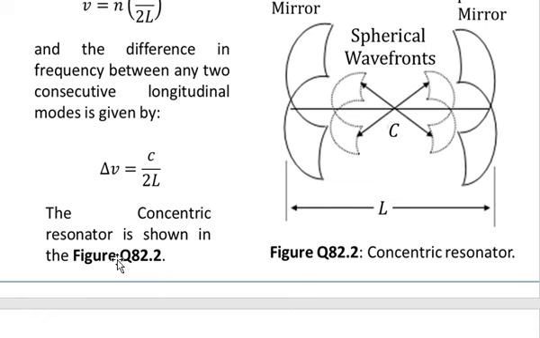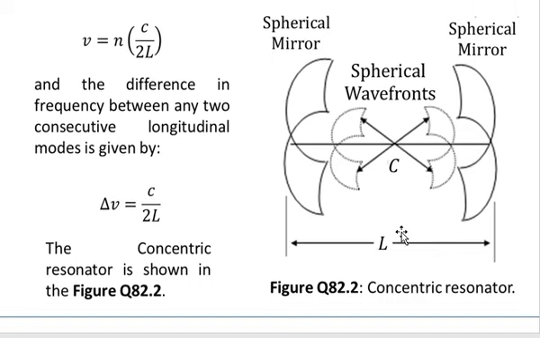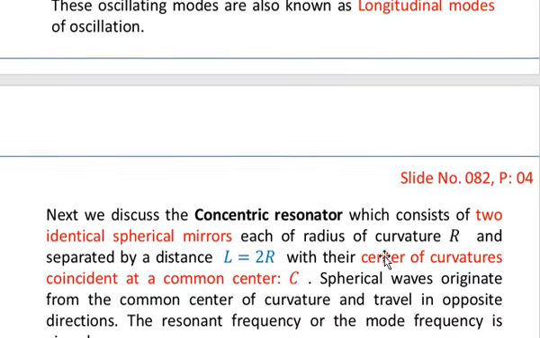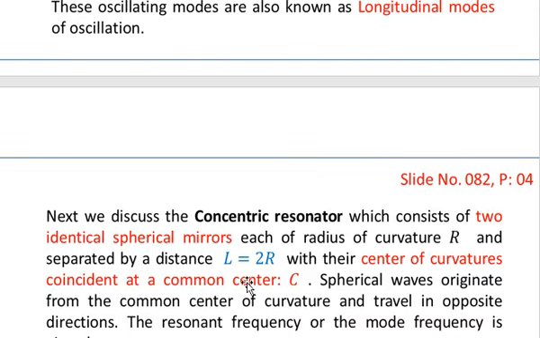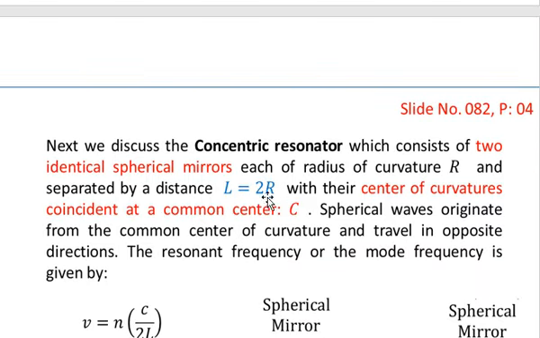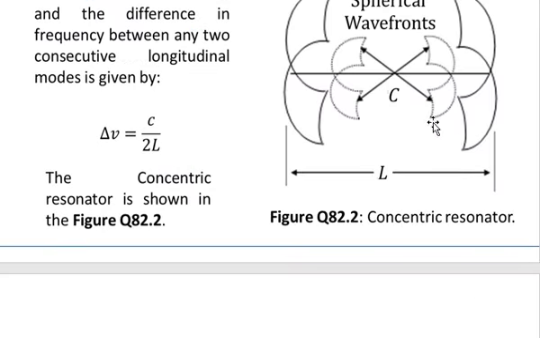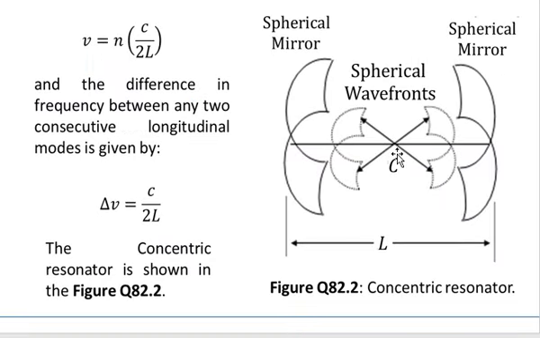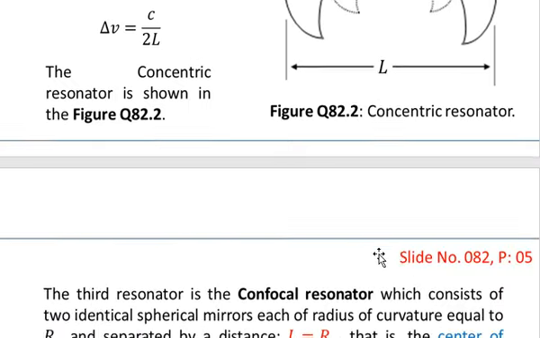The concentric resonator, that is shown in figure 8.2.2, which I have just explained. Here you should notice that capital L should satisfy the equation L is equal to 2 times R, because C is a common center of curvature for the two spherical surfaces, and each spherical surface has a radius capital R. So the separation between the two spherical mirrors is 2R, which is equal to capital L. So L is equal to 2R.